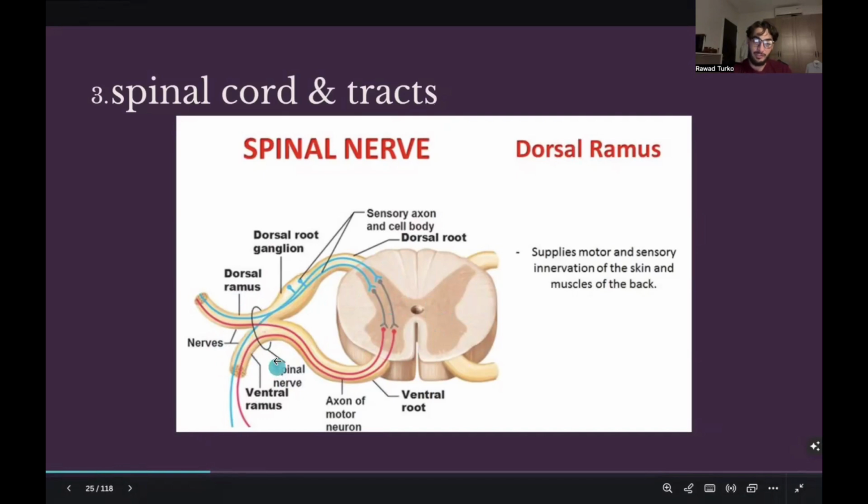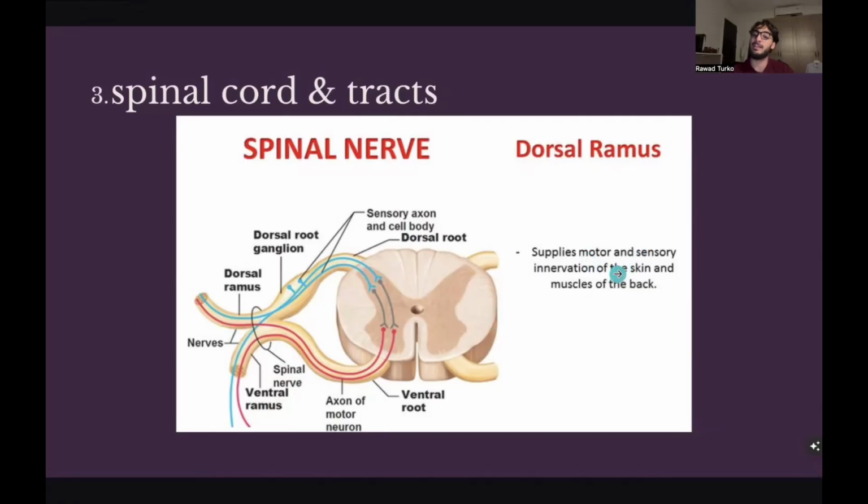Then it's going to form these rami that you can see here. You have a dorsal ramus and a ventral ramus. The dorsal ramus, they want you to know, supplies the motor and sensory innervation of the skin and the muscles of the back.